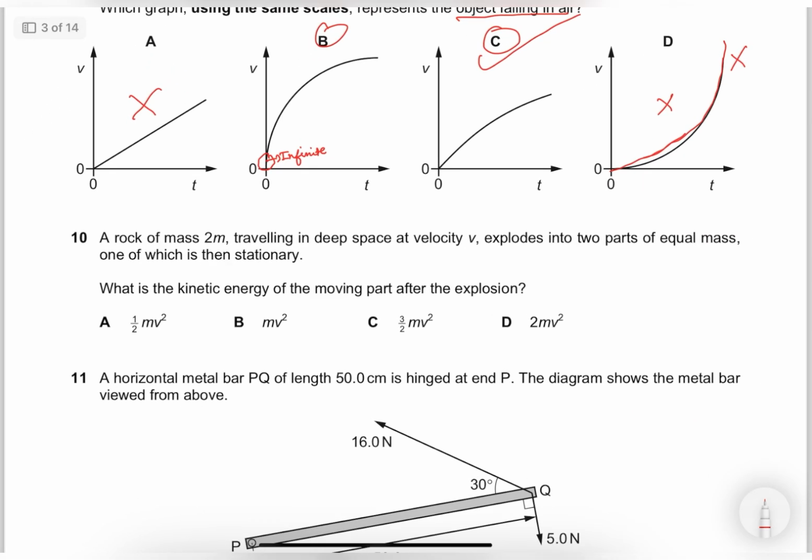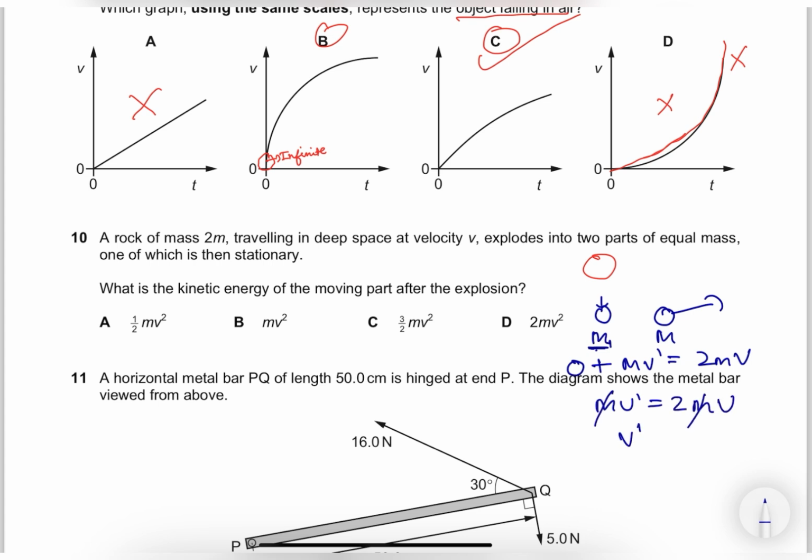Very good. A rock of mass 2m traveling in deep space at velocity v explodes into two parts of equal masses, one of which is then stationary. So this mass explodes into two masses, both of mass m. It goes there, and this one stays here. So what do we mean by conservation of momentum? The momentum of this is 0 because its velocity is 0, plus m times v dash equals 2mv. Now mv dash equals 2mv, m gets cancelled, v dash equals 2v.